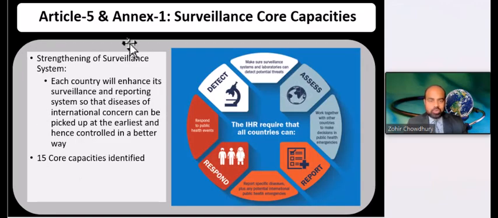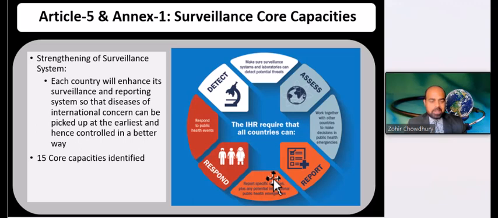Article 5 and Annex 1 discuss the surveillance of core capacities. So the surveillance program must meet minimum requirements to detect, assess, report, and respond to public health events. State parties must develop and implement plans of action to ensure that these core capacities are present and functioning throughout their territories at all of the levels, local, community level, as well as the national level.